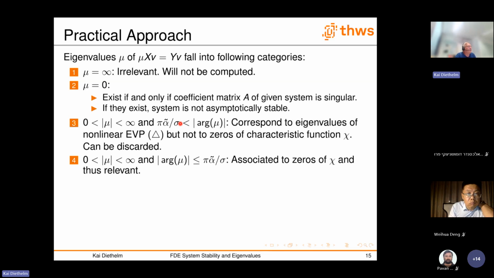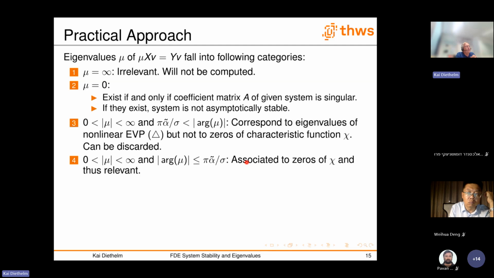And then there's the rest. Those where the absolute value of the argument is less than or equal to pi times alpha tilde over sigma. Those are the eigenvalues that really belong to the zeros of the characteristic function. Those are the eigenvalues that we need to look at.